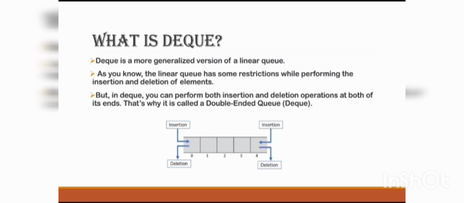Let us know what is meant by dequeue. Dequeue is a more generalized version of linear queue. As you know, the linear queue has some restrictions while performing insertion and deletion of elements, but in dequeue, you can perform both insertion and deletion operations at both of its ends. That's why it is called a double-ended queue. Here is a visual representation that we can insert and delete from both ends.